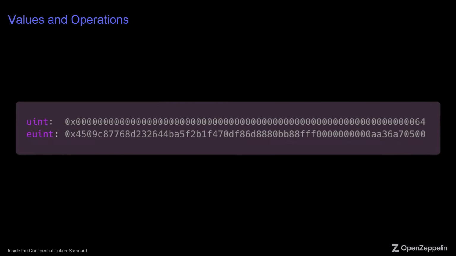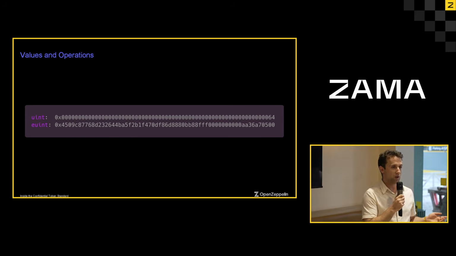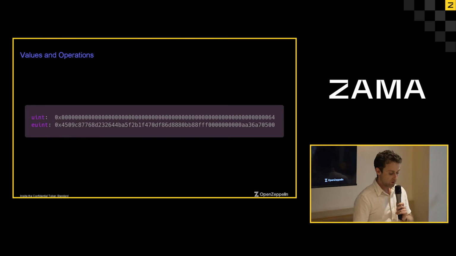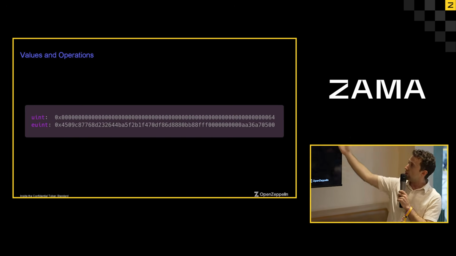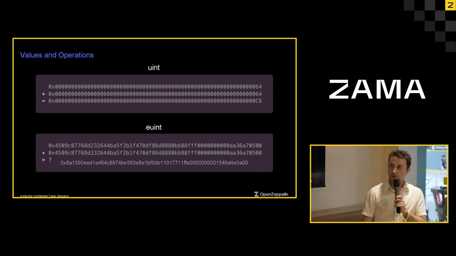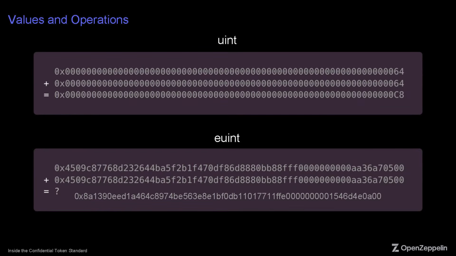So what we know and love, a uint, which is what we always use in Solidity. This is 100 in hexadecimal representation, and an encrypted integer below it. That's how we would represent 100. So what does that mean? I don't know. And further, if we want to do addition with uints, we have 100 plus 100 equals 200 in hexadecimal. But if we have encrypted integers, what do we do? I don't know. I can add them bitwise, but that's definitely not the answer.